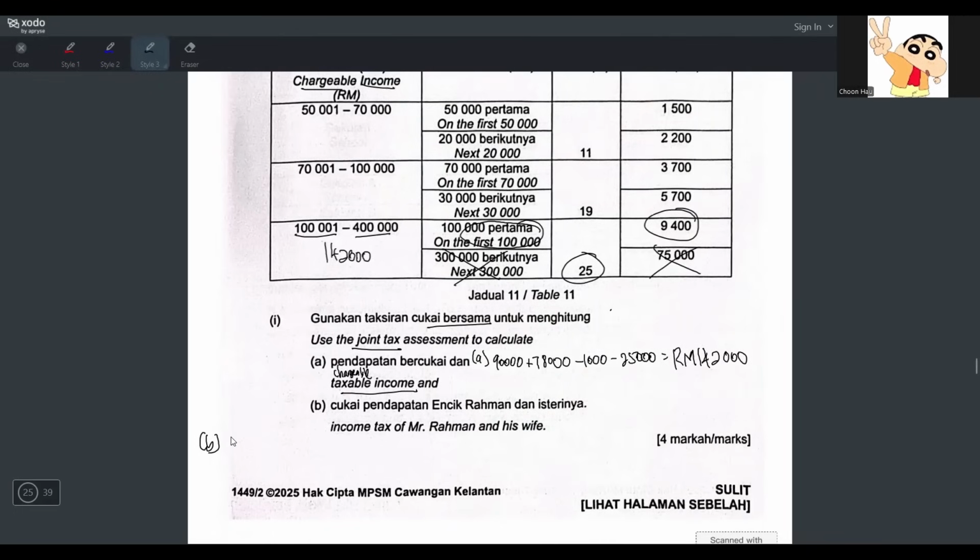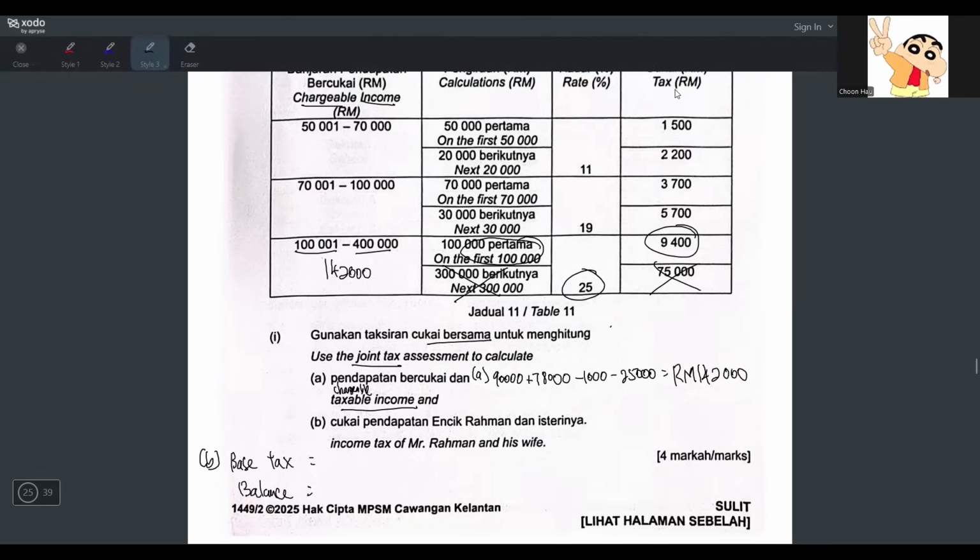Okay, so now we can get our base tax and the balance. In Bahasa Melayu, cukai dasar and cukai baki. So what is the cukai dasar, the base tax? Very easy, just look at here. It says first 100,000 is 9,400 ringgit, right? This one is in RM. So this is the cukai dasar, 9,400, because it's for the first 100,000. So this is definitely the base tax.